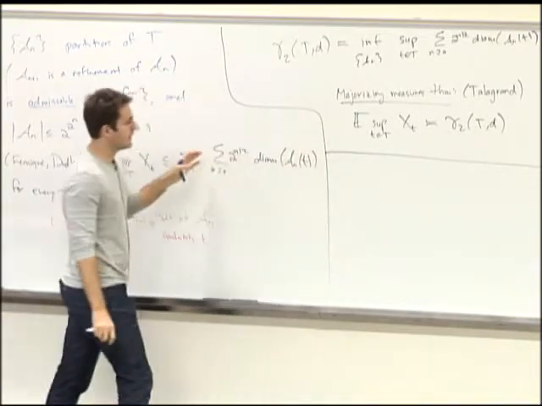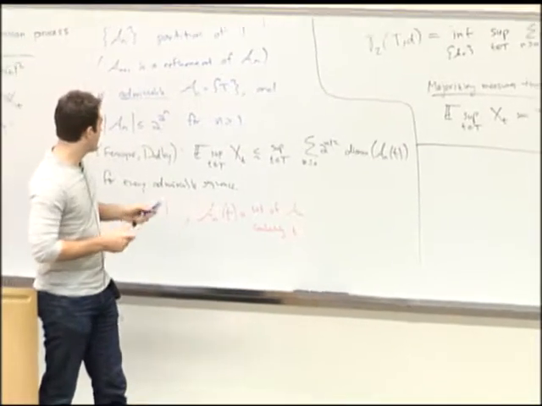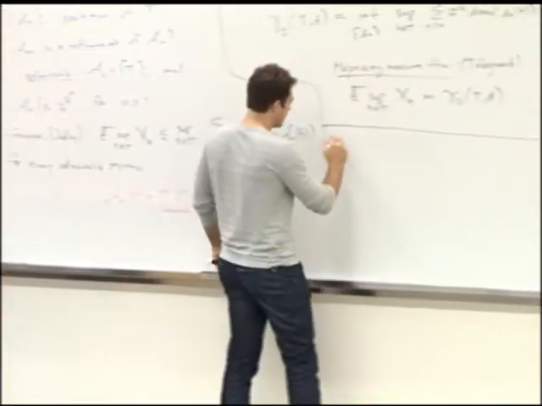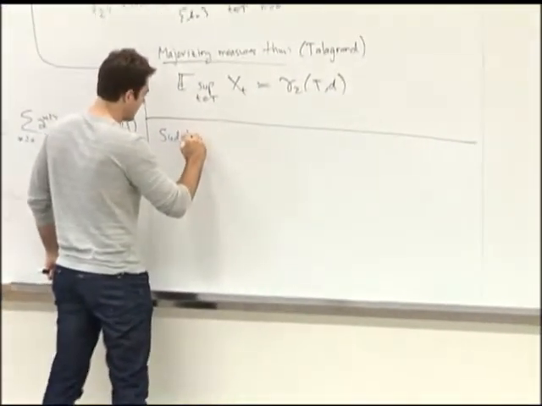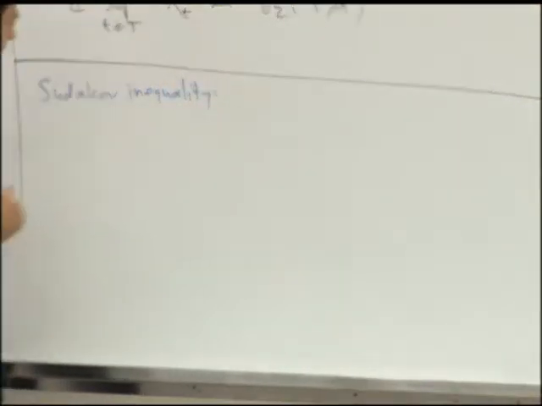We've already proved the upper bound. The goal is to prove the lower bound. And now I just want to remind you what we were talking about last time. We introduced some tools to prove the lower bound. So the first tool was the Sudakov inequality, which said the following.